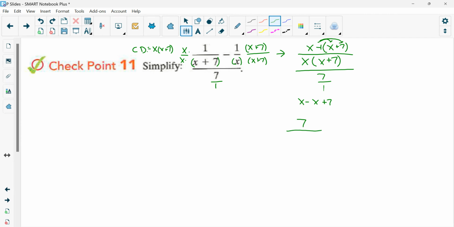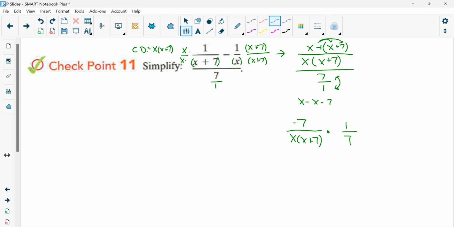So I'd end up with 7 in the numerator, x times x plus 7 in the denominator, and then I'm going to change this division to multiplication, and I have to flip this second fraction. 1 over 7 now. And I made a mistake here because this needs to be minus 7. I have to distribute that negative 7 through. So that's minus 7. That would be minus 7. That's why you use the parentheses. You got to distribute the negative sign.